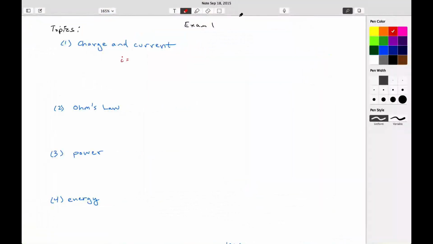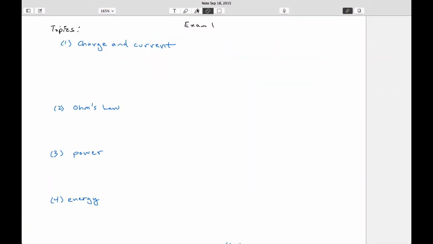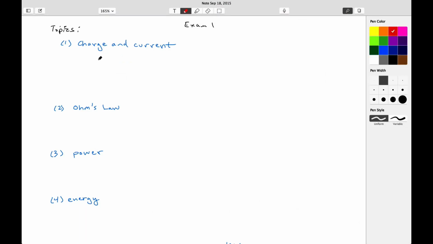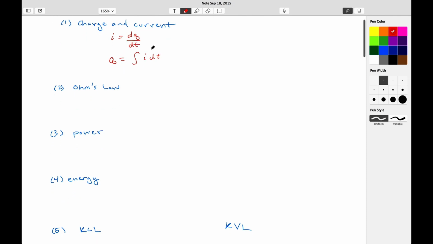Okay, so let's go over the topics that we'll find on exam 1 for circuits. All right, the first thing we want to remember is that current, I, is equal to the time rate of change of charge, which is Q. That means that current is equal to the derivative with respect to time of Q, and therefore my charge Q is going to equal the integral of I dt. Okay, so that's what you need to remember about that.